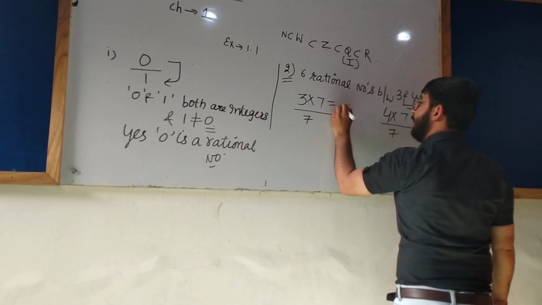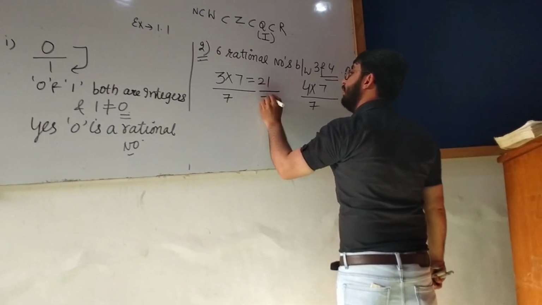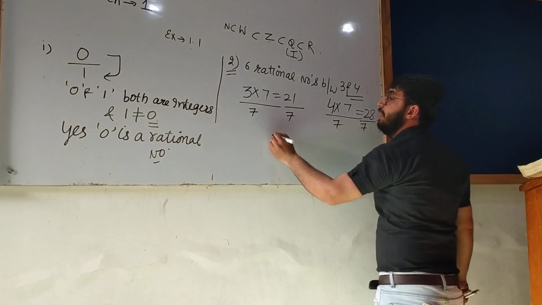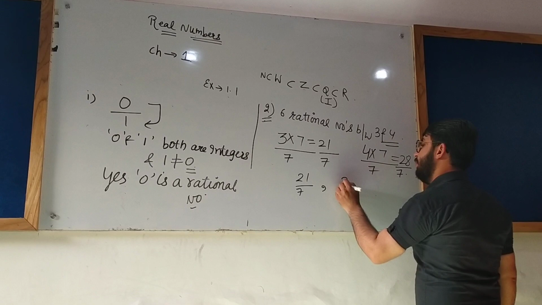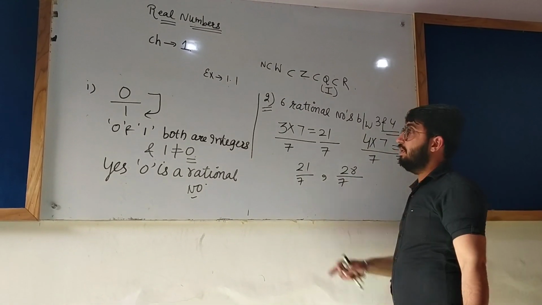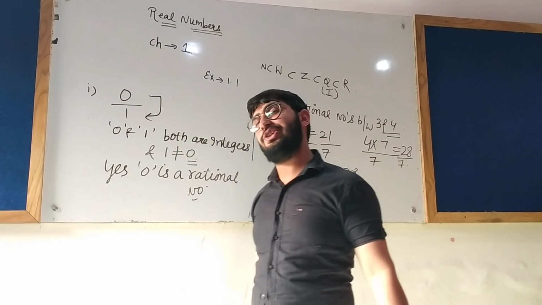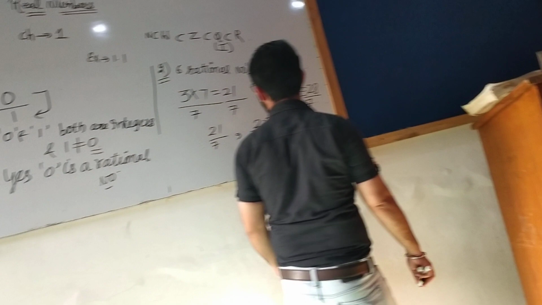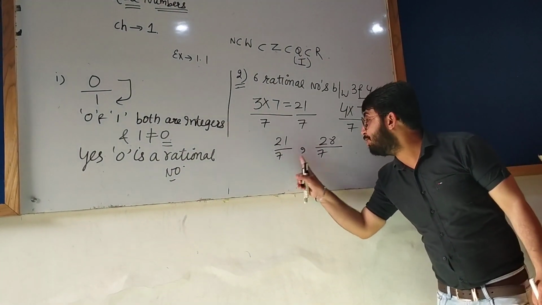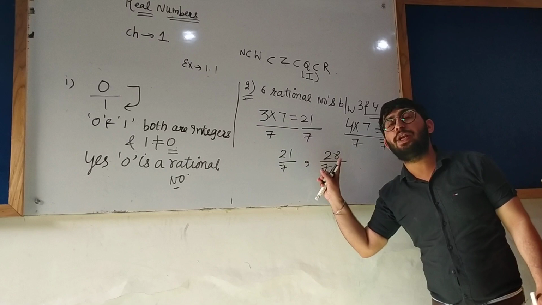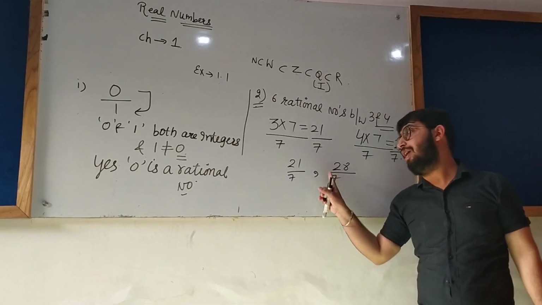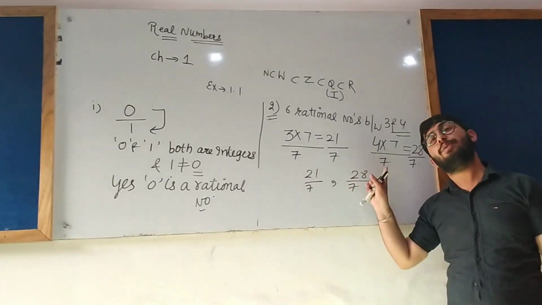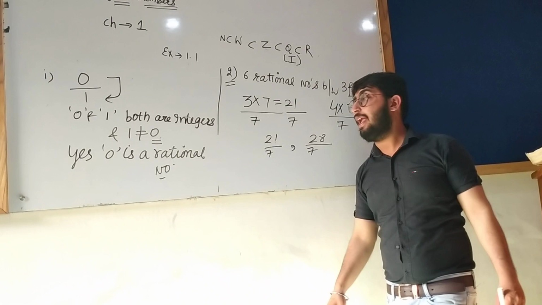3 sevens are 21. 3 sevens are 21, over 7. 4 sevens are 28 by 7. Now these two, 3 and 4, become rational numbers, that is, in the form of fractions, numerator over denominator. Now, what do you observe here? You observe that the denominator of both the fractions is the same, that is 7, and the numerators are different: 21 and 28.